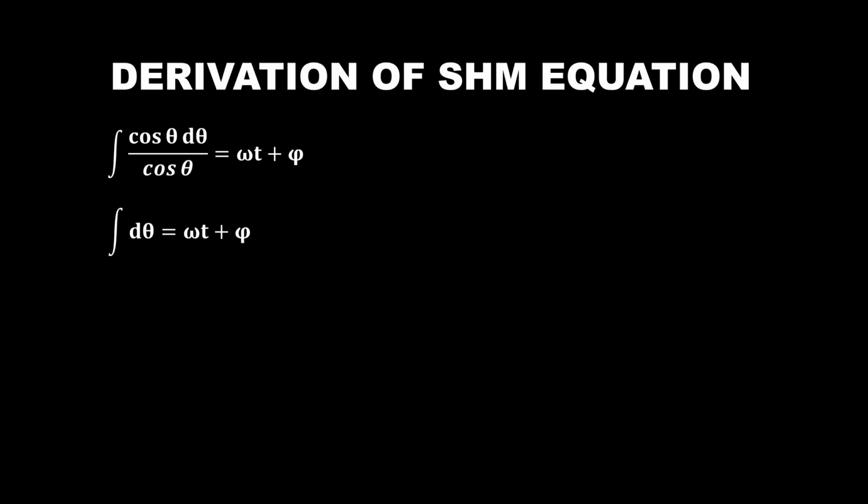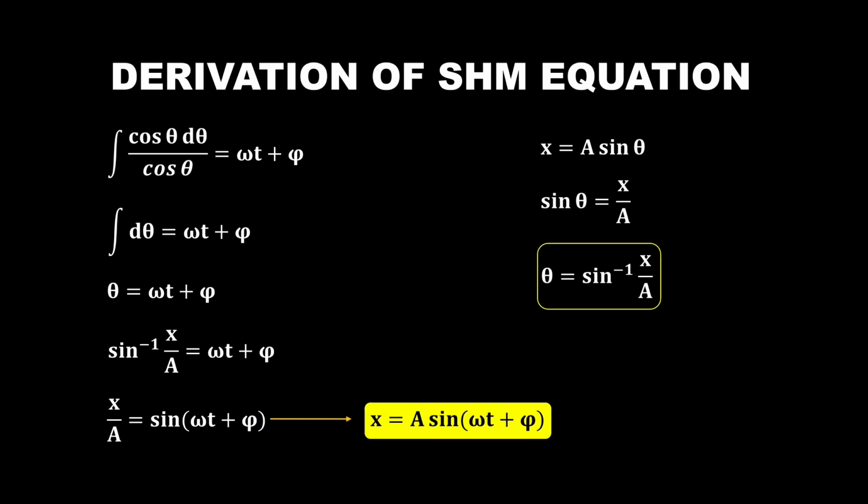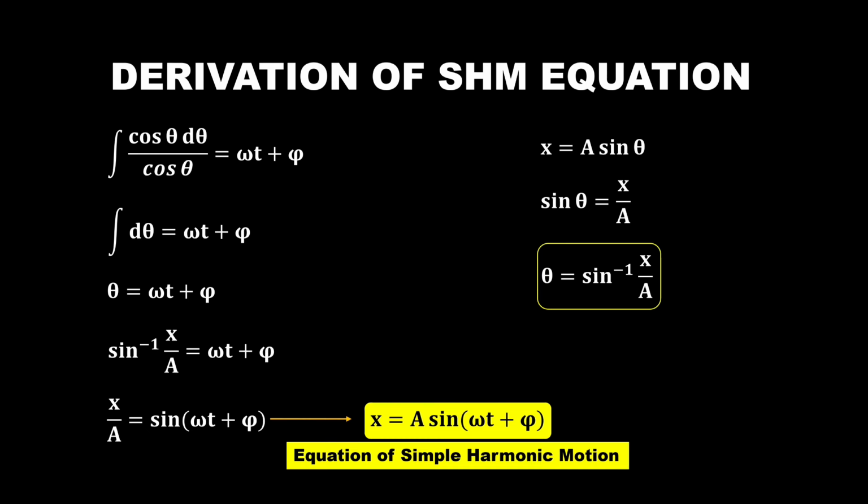Integration of dθ can be written as θ. Now, here we have considered x = a sin θ. From this, θ can be written as sin⁻¹(x/a). Therefore, sin⁻¹(x/a) = ωt + φ. Bring this sine inverse to the right-hand side, we get x/a = sin(ωt + φ). Further, we get x = a sin(ωt + φ). This is the displacement derivation of simple harmonic motion.